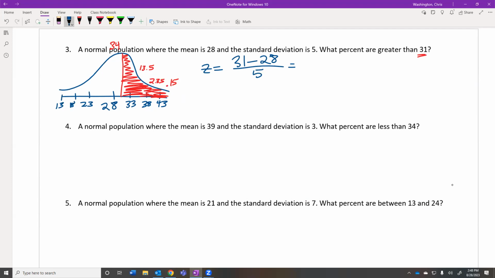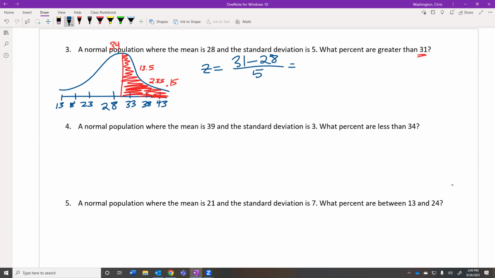Well, what's that 0.6 tell me? That 0.6 just tells me how far we are away from the average. It doesn't tell me anything about percentage. This chart that I'm giving you is going to take that distance that we are away from the average and convert it to a percentage. This chart is going to be your best friend today.